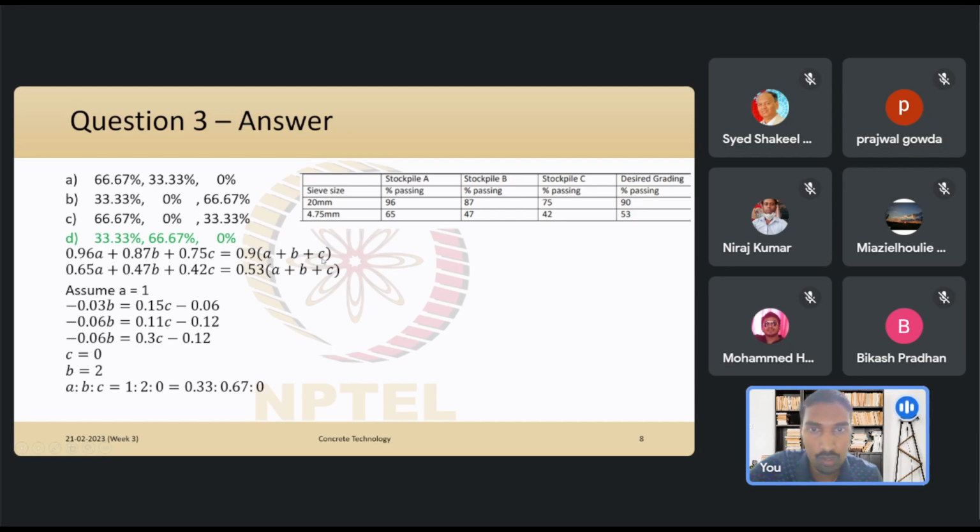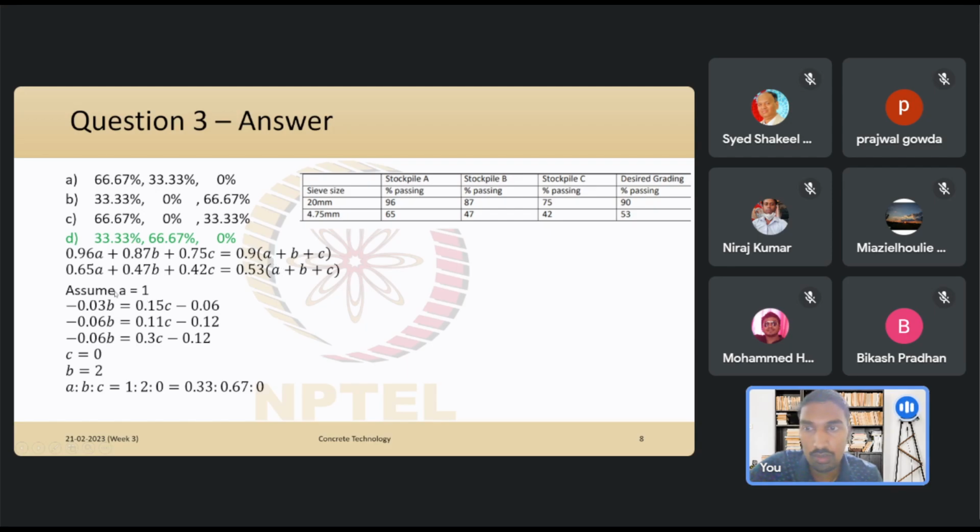So the right hand side is what we require, and the left hand side is what we will get if we mix it in that proportion, right? Those two should be equal. That is what we want. Similarly, we write another equation for the other sieve size, 4.75, right? Then we have two equations and three unknowns, which we cannot solve with just two equations.